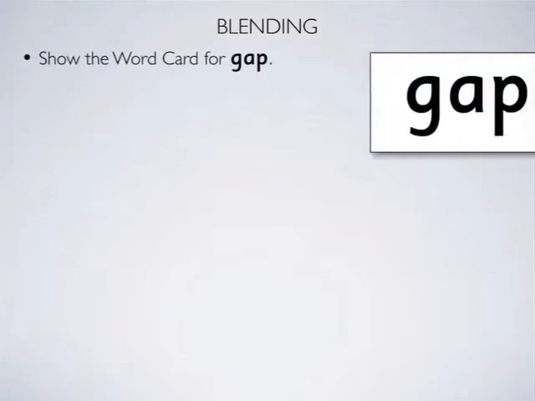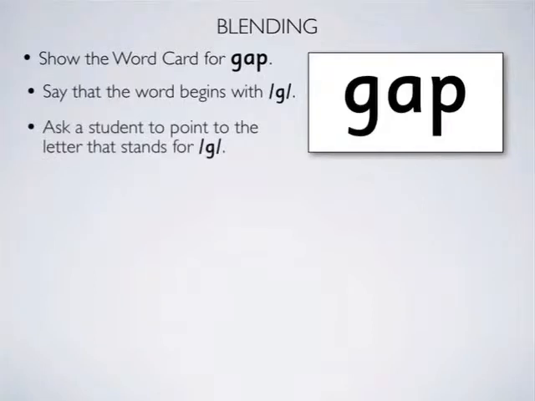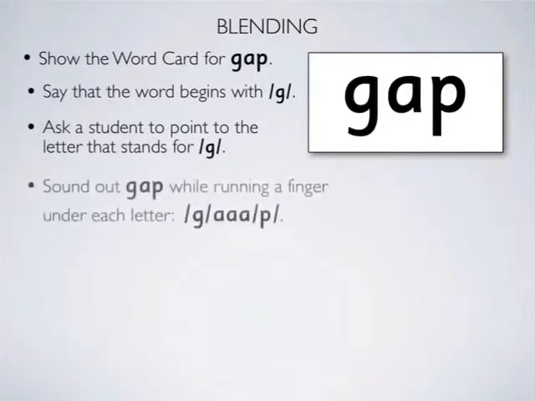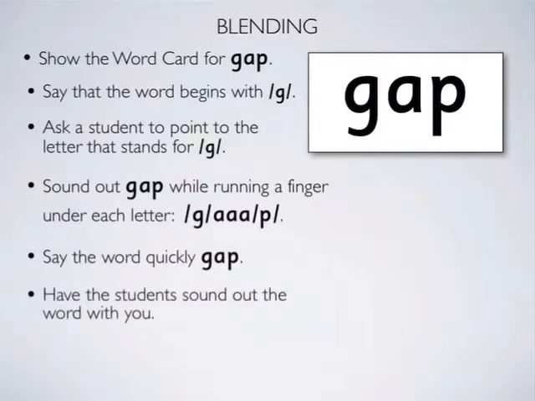Show the word card for gap. Say the word begins with g. Ask students to point to the letter that stands for g. Sound out gap while running a finger under each letter. G, a, p. Say the word quickly, gap. Have the students sound out the word with you.